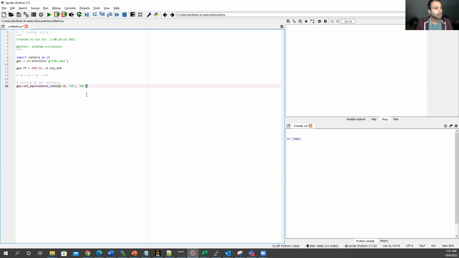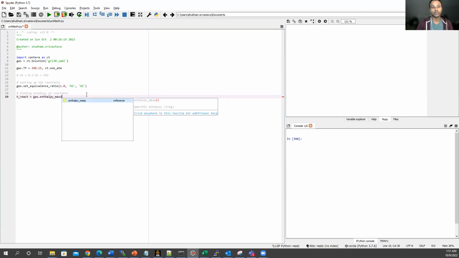Now, let's go ahead and find the enthalpy of these reactants. The hydrogen and oxygen form the reactants. So, finding enthalpy of reactants: h_react equals gas.enthalpy_mass. In previous lectures we've already covered enthalpy_mass and enthalpy_mole. We will be working in mass units here because we want to calculate the heating value in terms of megajoules per kg. Since we have kg, we will be using mass units for enthalpy as well. So this is the enthalpy of the reactants.